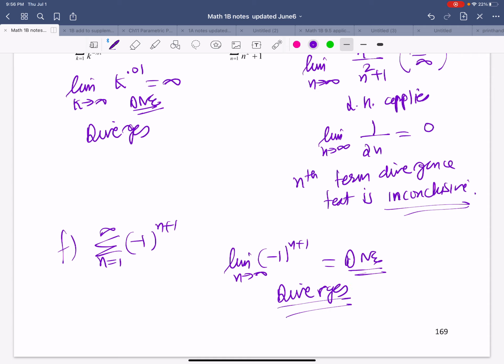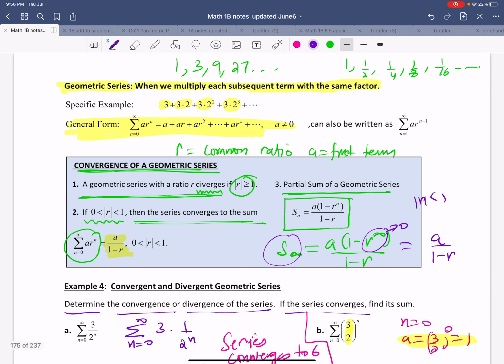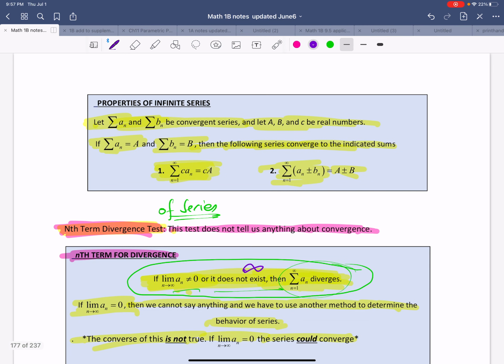That's all for this section. In this section, we started with geometric series, and we looked at the nth term divergence test. This nth term divergence test does not tell us anything about convergence. It only tells us about divergence.